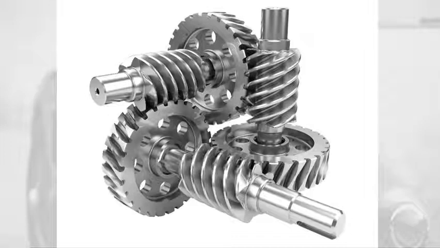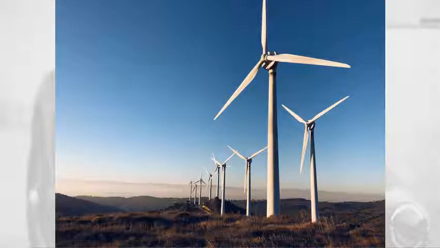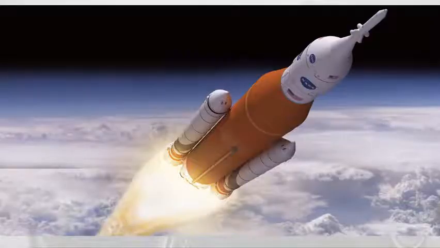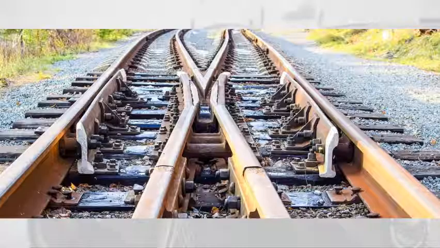Take a look at these examples. How would you describe the property of a material that are needed in this application? In a steering wheel mechanism, in a wind turbine, in rocket launching, in railway. Maybe by now you are already reflecting what material these applications need.